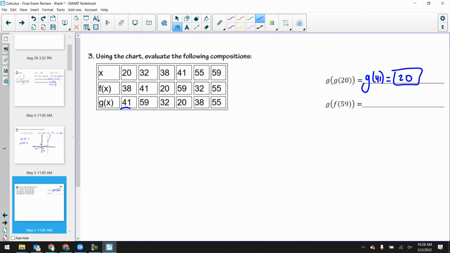And then I have to find g of f of 59. f of 59 is 55. So this is just going to be g of 55, which is 38. Pretty simple there.